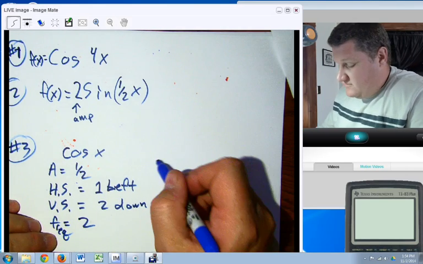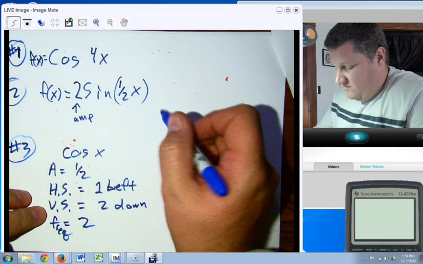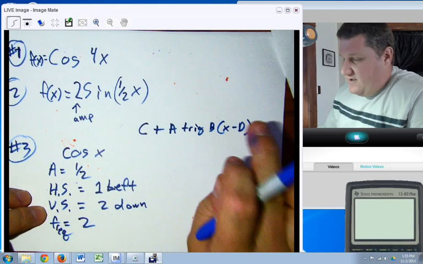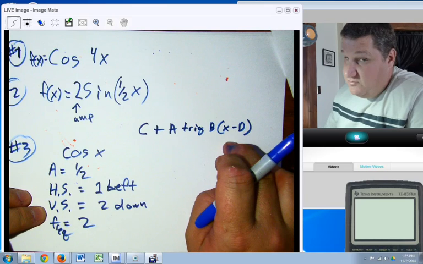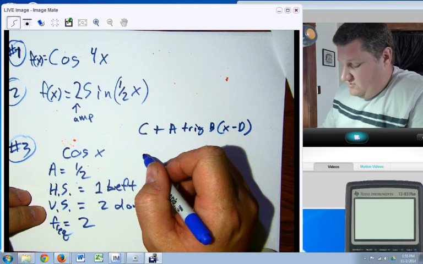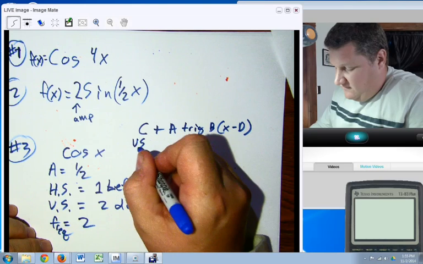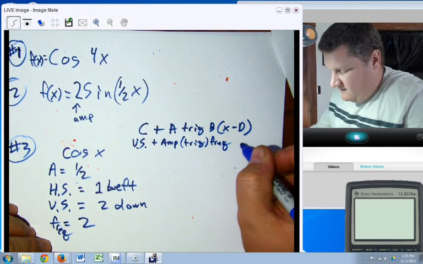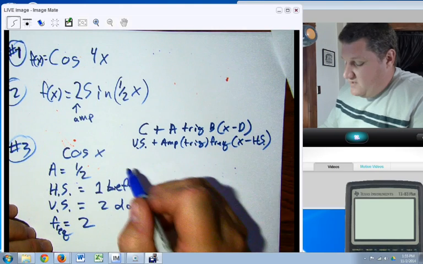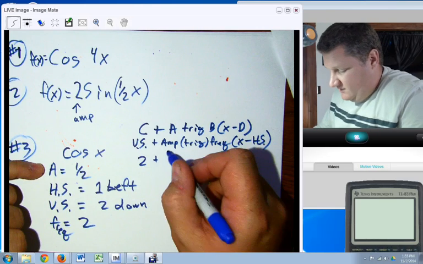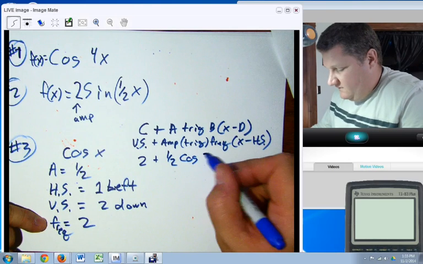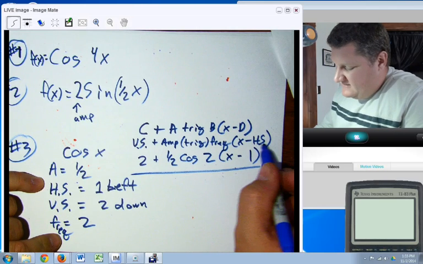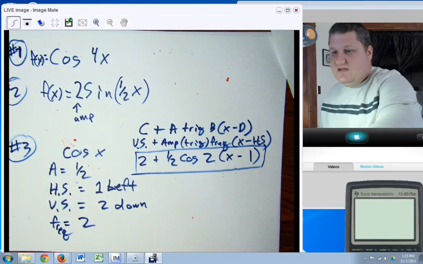Now, for my equation, that's not too bad. My vertical shift can go first. Let me give you a general formula: C plus A trig (bx minus d). By the way, you book readers, this is going to be different than your book. I know that. We're doing it this way on purpose. So, vertical shift. If you want, you could rewrite it as vertical shift plus amplitude trig of frequency times x minus horizontal shift, if you like that better. So, vertical shift of 2 plus amplitude 1/2 cosine frequency 2 and x minus 1. And now I can take that and graph it, and that's what I want to see. Give me that as a graph. So graph all 3 of those.